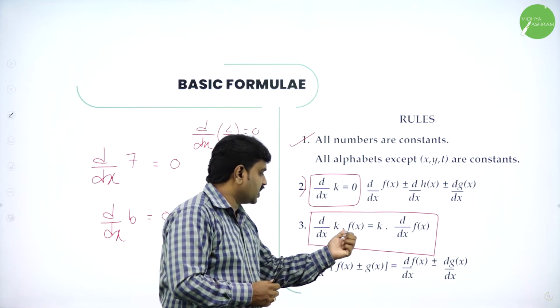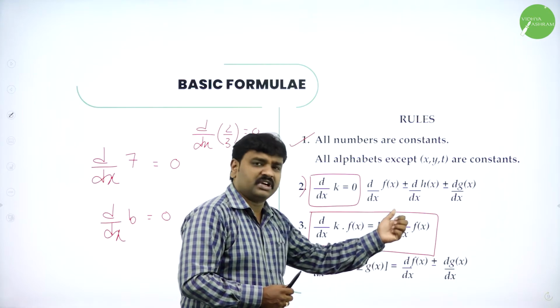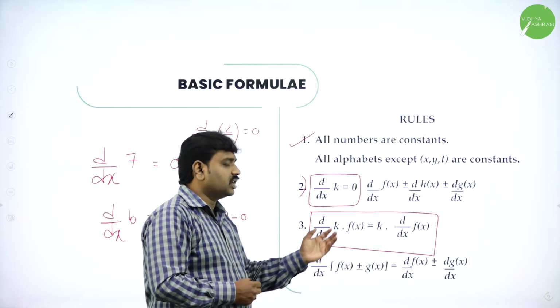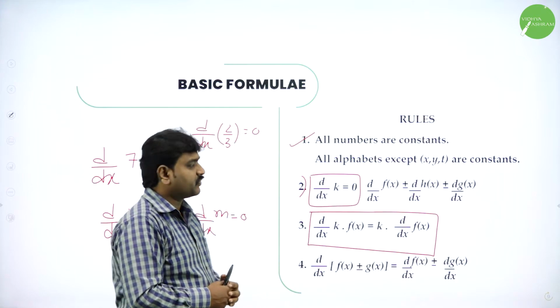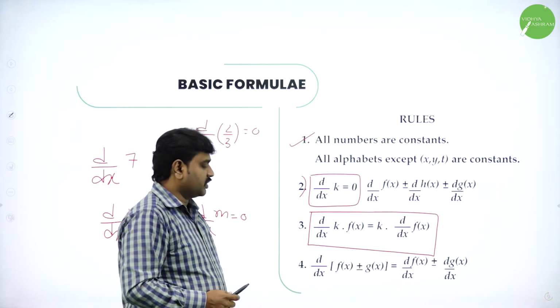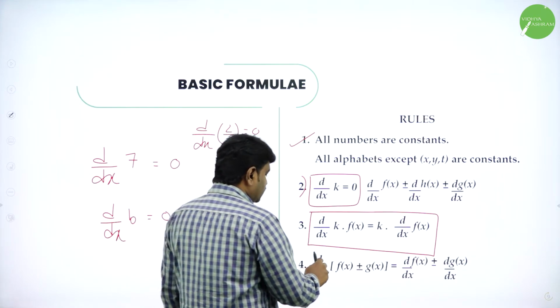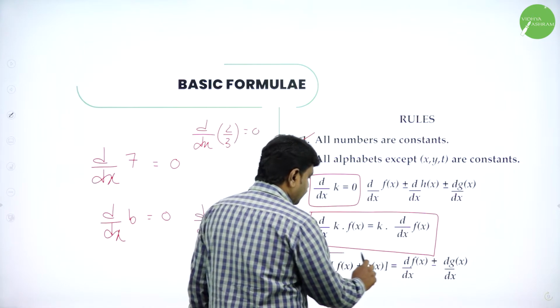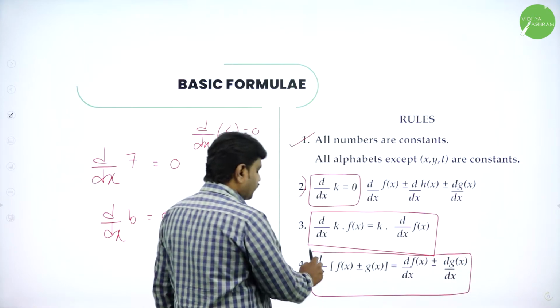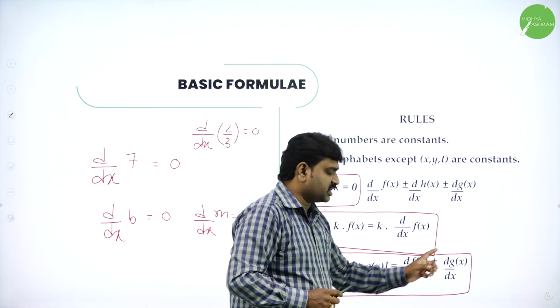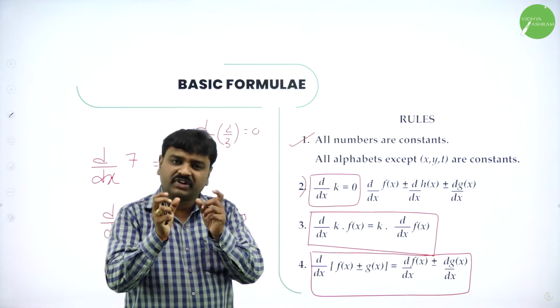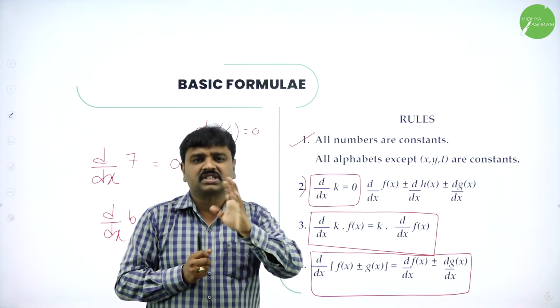What is d by dx of k into f of x? K into d by dx of f of x. Take k out and apply the derivative for f of x. And last but important in this slide, d by dx of f of x plus or minus g of x is d by dx of f of x plus or minus d by dx of g of x. If you have a sum or difference of two functions, you can differentiate separately.